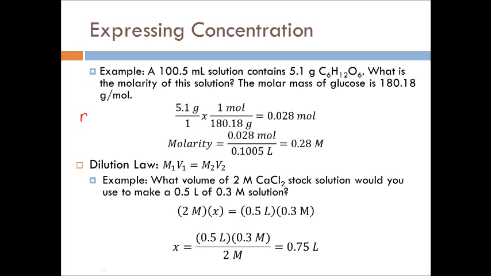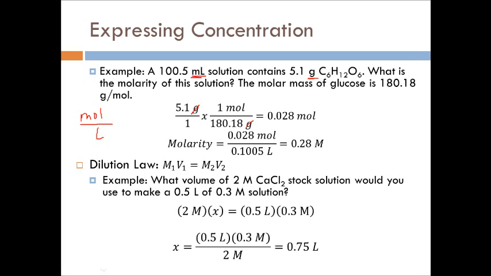Alright, so our formula says it's moles per liter, and we're given grams here, so we've got to convert that to moles. So we're going to divide by the molar mass, so we're going to have 5.1 grams on top. We're going to put that number 180.18 on bottom because we want to get rid of the grams, and remember that the number goes with the grams, and we'll have 1 mole on top. So we divide 5.1 by 180 essentially, and you end up with 0.028 moles. We then put that on the top of our molarity formula, because those are moles.